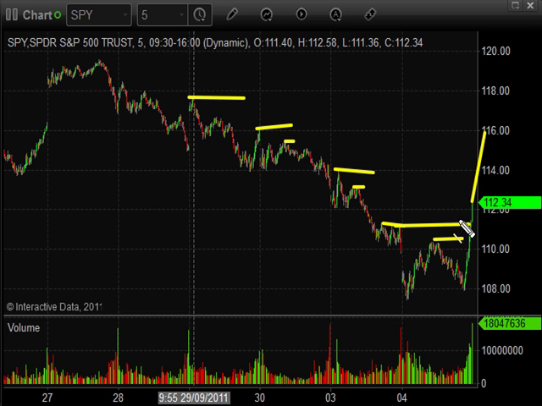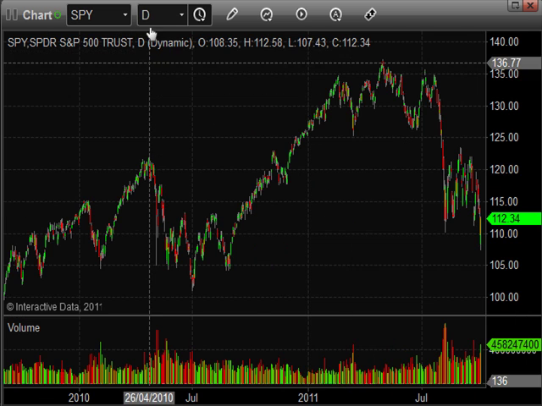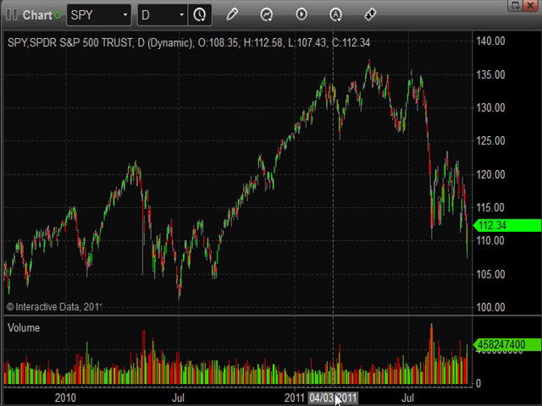I think the 16 would be a pretty good target, and it could go quite a bit higher. Now let me zoom out to the daily chart to give you a feel for where we are on a much bigger picture here.